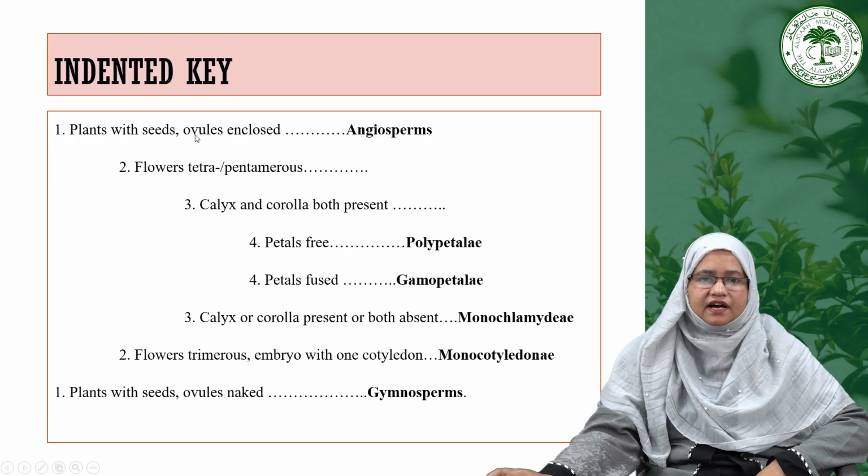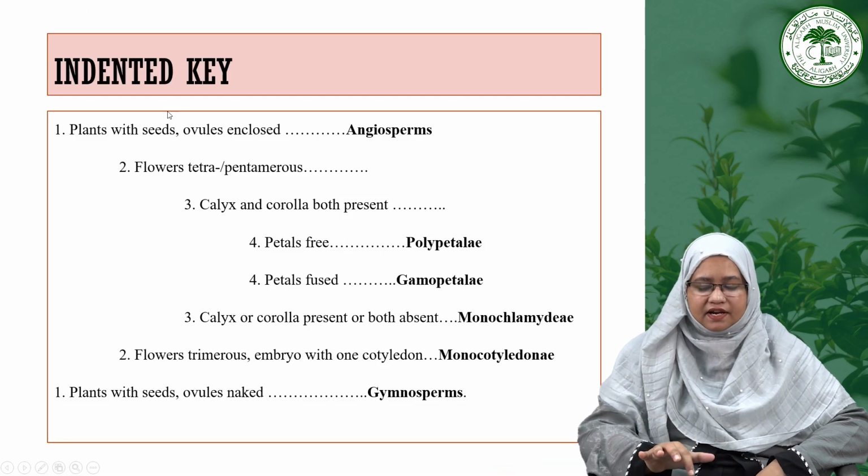And here you can see the flowering plants with seeds with the ovule enclosed, and here you can see the flowering plants with seed ovule naked, that belong to the gymnospermae. This is the typical example of an indented key.